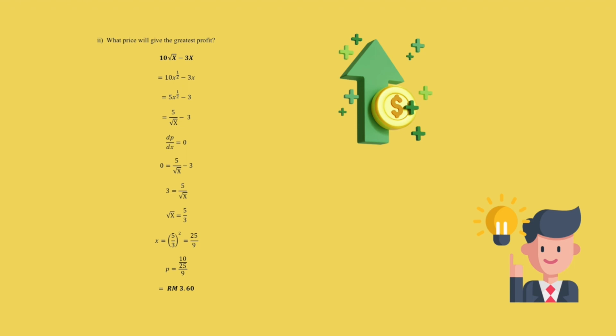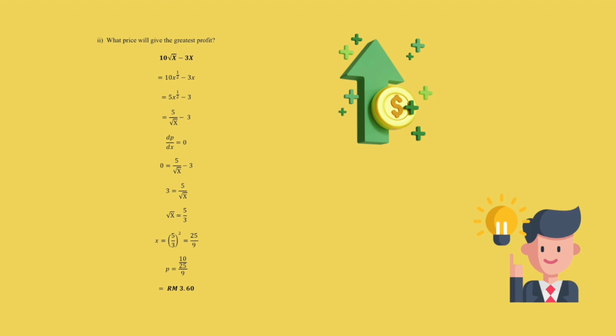Then 0 equals 5 over square root x minus 3. We move the 3 across, so 3 equals 5 over square root of x. Square root of x equals 5 over 3. And we simplify: x equals 5 over 3 to the power of 2, which equals 25 over 9.